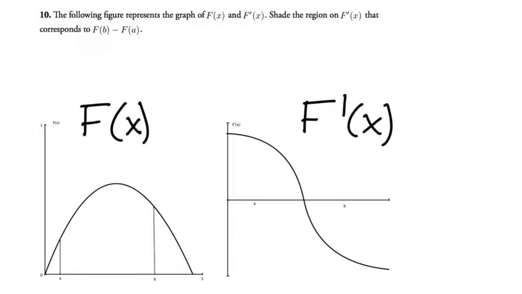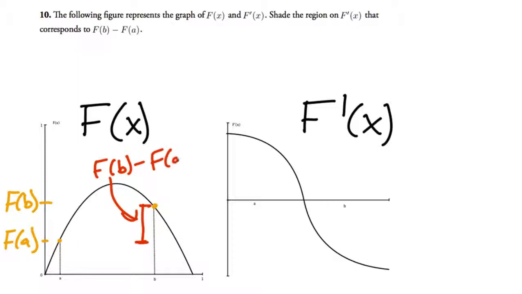minus capital F of a. So it's saying on this function graph this right here. So this is capital F of b right here, and capital F at a is right here. So F of b minus F of a, that's the distance from here to here. So this right here is capital F of b minus capital F at a.